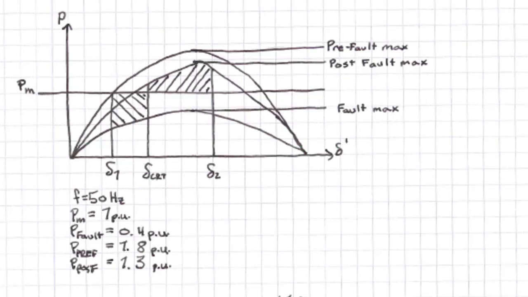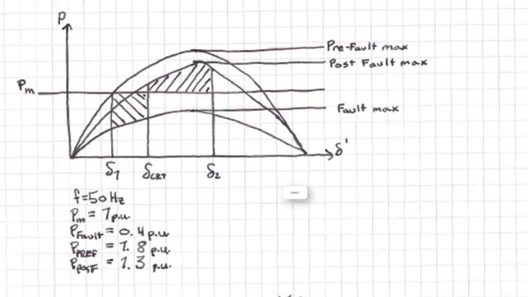We're just trying to make sure that the extra energy generated can be dissipated within the recovery curve of our generator. So I have listed our maximum angles, and we have our PM is 1 pu, our frequency at 50 Hz, our P fault curve is 0.4 pu, and our P pre-fault is 1.8 pu maximum, with our P post-fault at a 1.3 pu maximum. These are just the maximums of our sine waves that are just superimposed on each other for this graph.